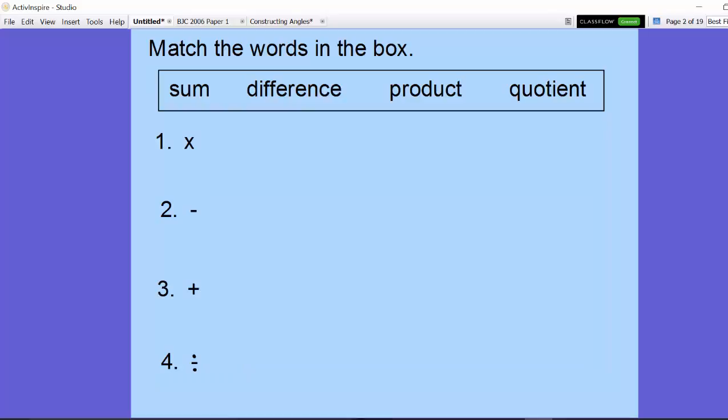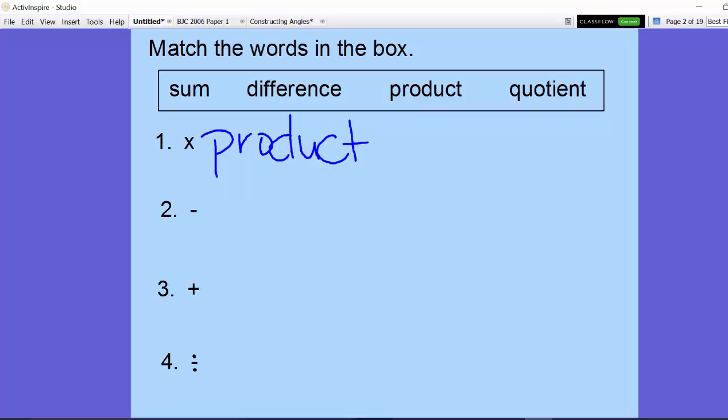We have to match the words in the box, and then you have your 4 questions with the 4 symbols. Please excuse my writing. In the box, we have sum, difference, product, quotient. 4 words in our box, so we're going to match. Number 1 is a multiplication sign, and that's product. So number 1 is product.